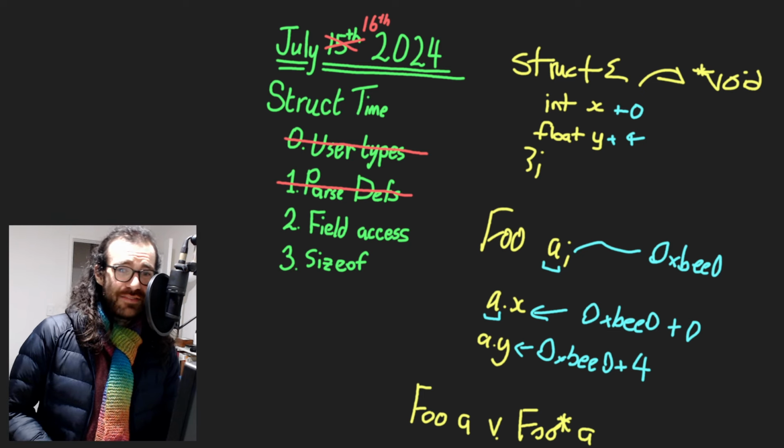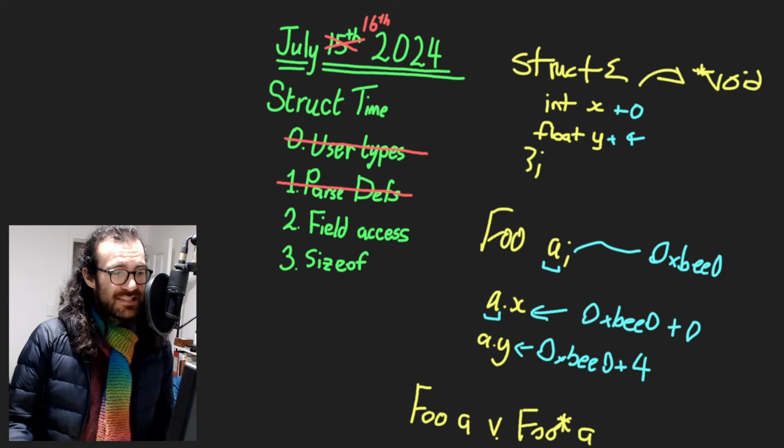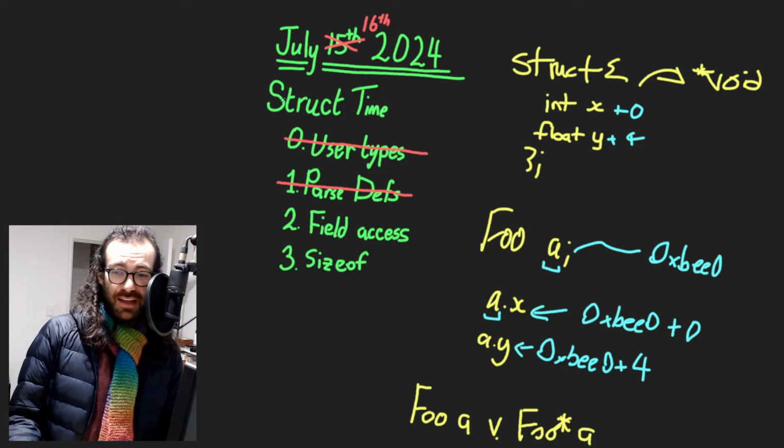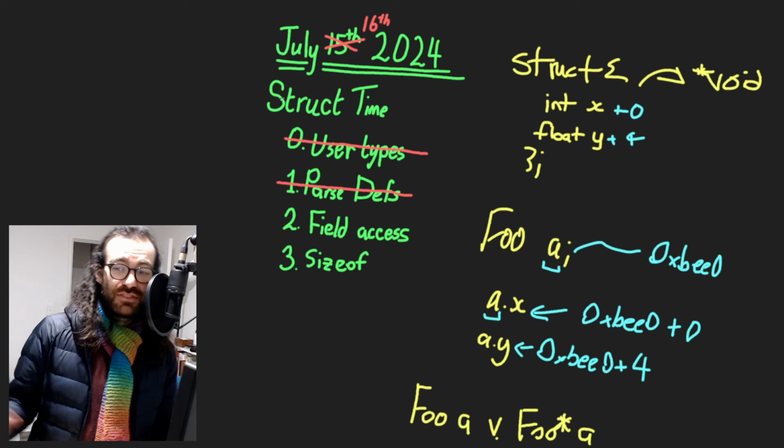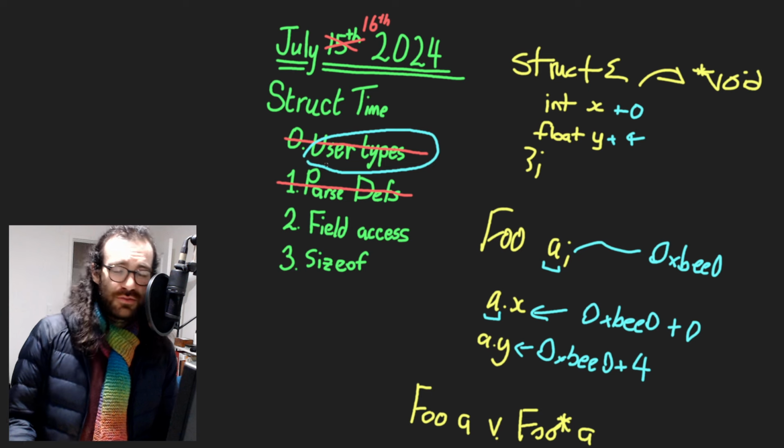Welcome back to another live stream where today I'm going to be working on my compiler that I am building in Rust. Yesterday was the 15th and it was struct time. Today is the 16th and it is still struct time. We made it halfway through my list. We added user types to my programming language.